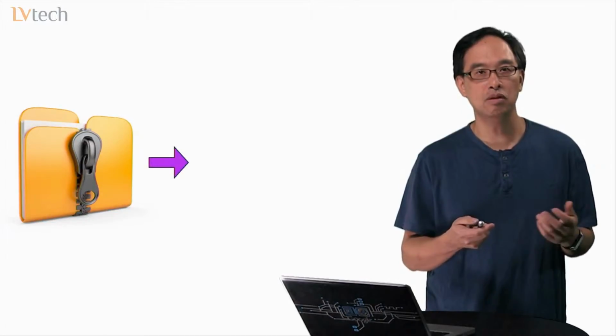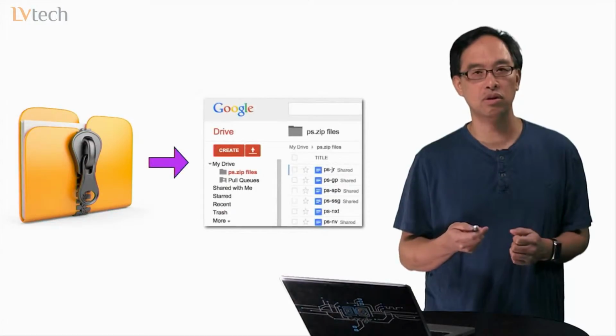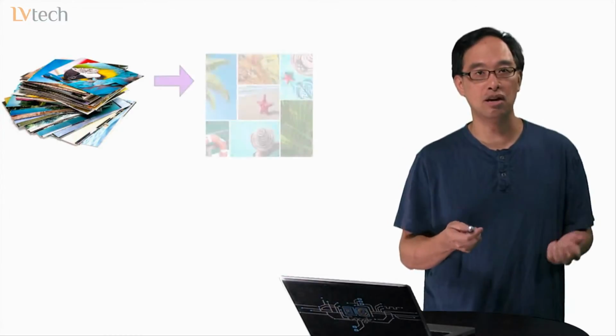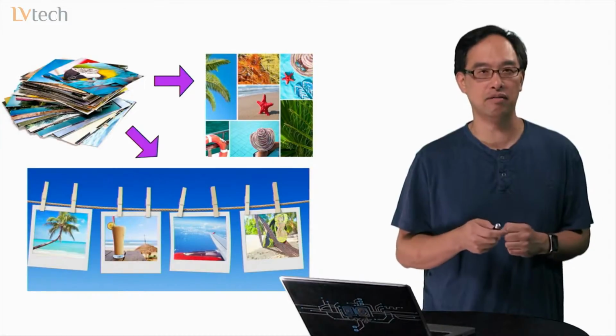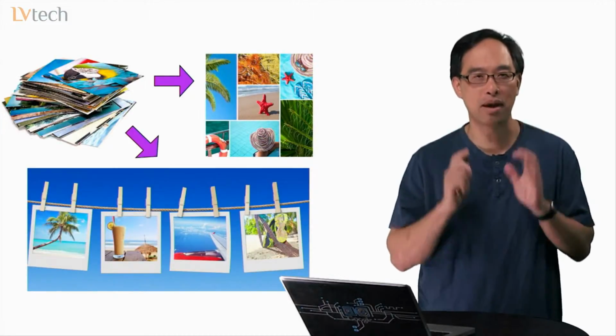With the API, you can write an app that takes a zip file, decompresses the archive, and uploads those files to a Google Drive folder. Or take a stack of photos on Drive, build a collage, or two, and upload the generated image back to Drive. Wait, here's an even better idea.